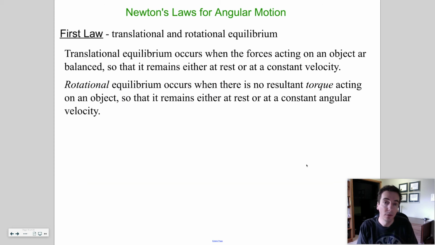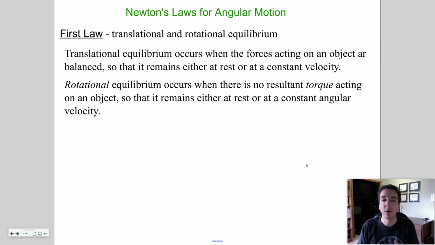Okay, so Newton's laws for angular motion. First law, law of inertia. Second law, basically F equals ma for linear. And third law, action-reaction: every action has an equal and opposite reaction. So we're taking those same three laws and changing them from a linear frame of reference to a rotational frame of reference. So first law: translational and rotational equilibrium.